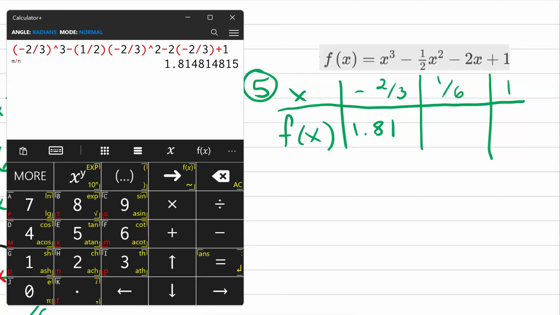Okay, 1/6, I'll put in parentheses, 1/6 to the 3rd power minus 1/2, 1/6 squared. Minus 2 times 1/6. Okay, great, the last part, plus 1. 0.66, we'll round it.